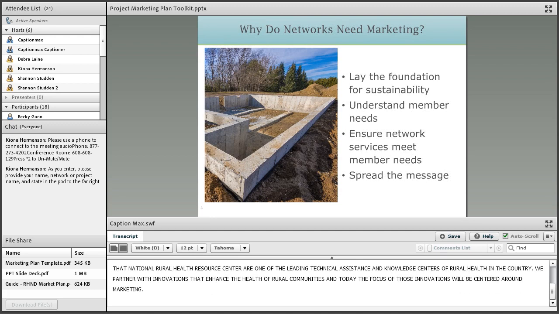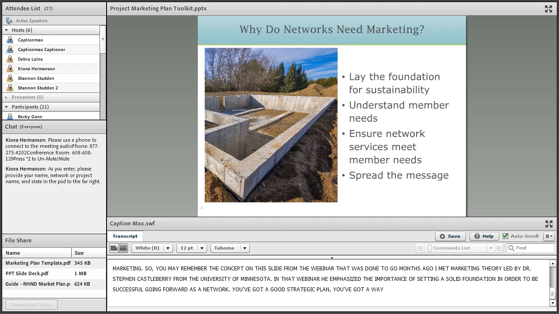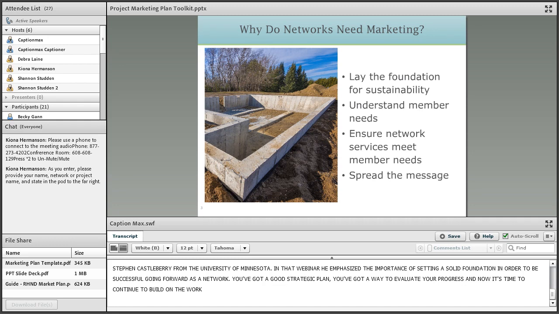So you may remember the concepts on this slide from the webinar that was done 2 months ago on marketing theory, led by Dr. Stephen Castleberry from the University of Minnesota Duluth. In that webinar, he emphasized the importance of setting a solid foundation in order to be successful going forward as a network. You've got a good strategic plan, you've got a way to evaluate your progress towards your goals in your evaluation plan, and now it's time to continue to build on the work that you've done with these. So this webinar and the creation of your marketing plan is really about setting a good foundation for sustainability.